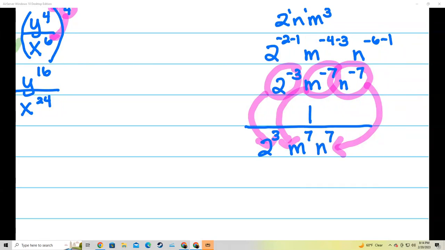We are almost done, but like I said before, if you have a number and it's an easy exponent, you should really handle that. 2 times 2 times 2 is not 6. 2 times 2 is 4 times 2 is 8. So on the top, I get a 1, and on the bottom 8 m to the 7th, n to the 7th, and we are done with that problem.